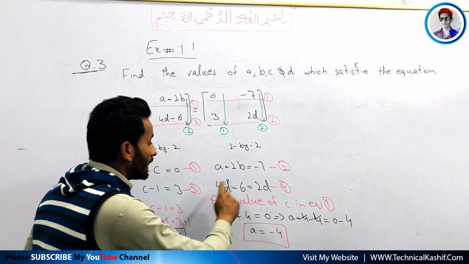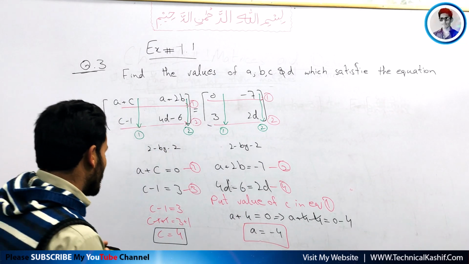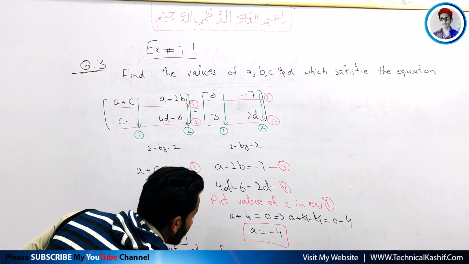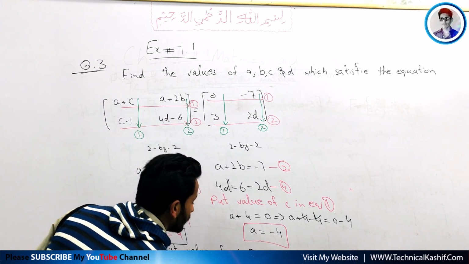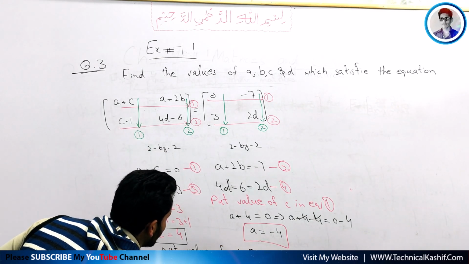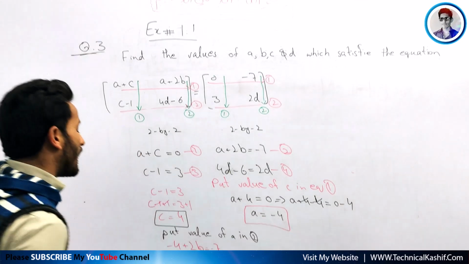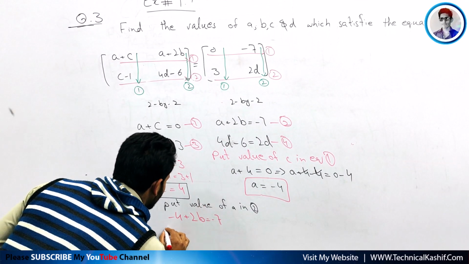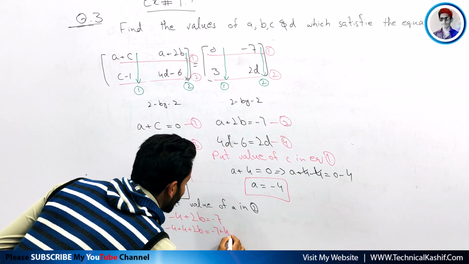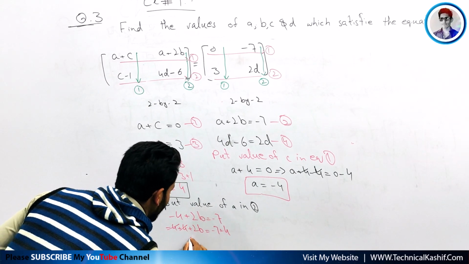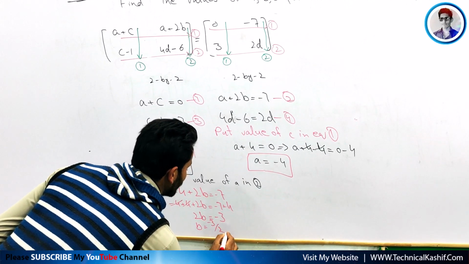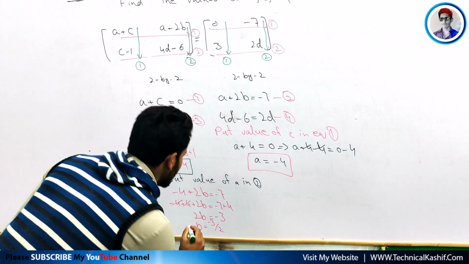Now we have to use the value of a in the second equation. Put the value of a in the second equation. The value of a is equal to minus 4, so minus 4 plus 2b is equal to minus 7. By adding 4 on both sides, minus 4 plus 2b is equal to minus 7 plus 4. So minus 4 plus 4 cancel, 2b is equal to minus 3 and b is equal to minus 3 by 2. This is the answer of b.